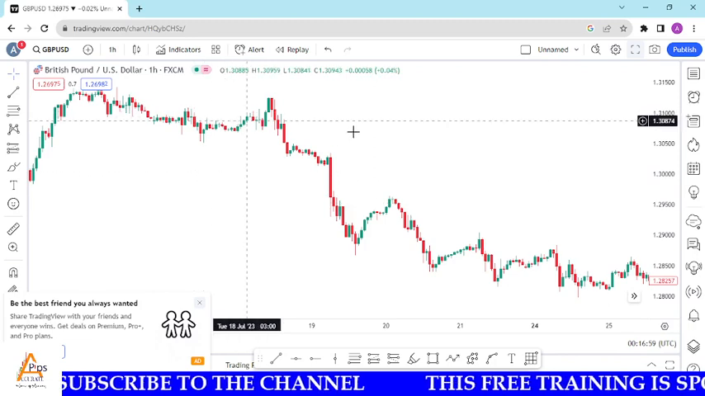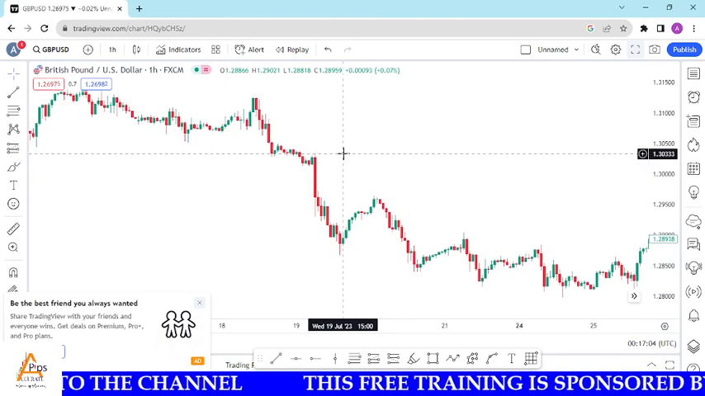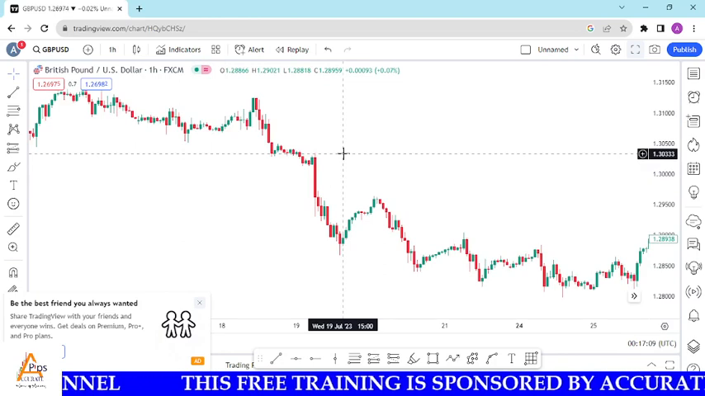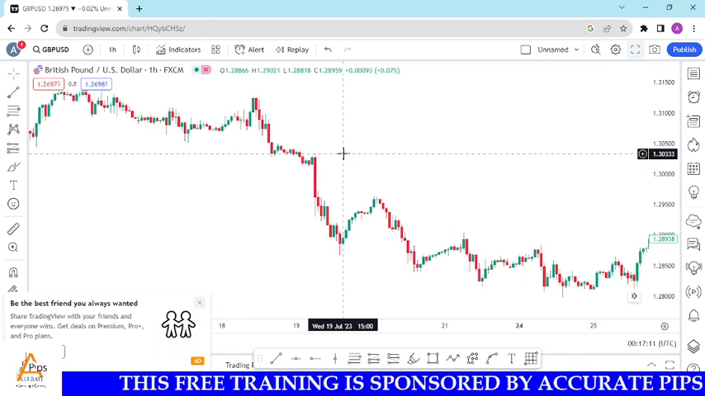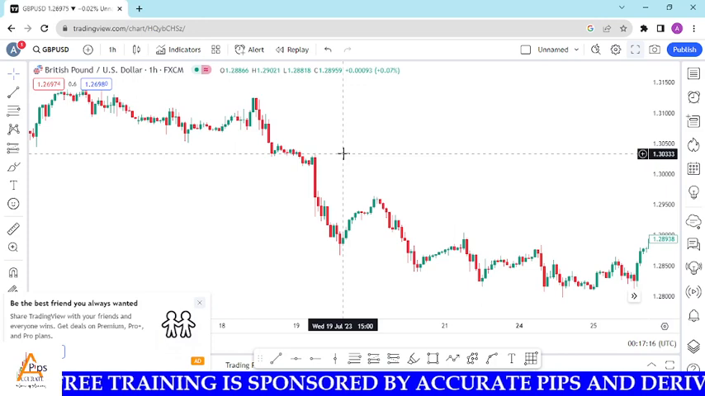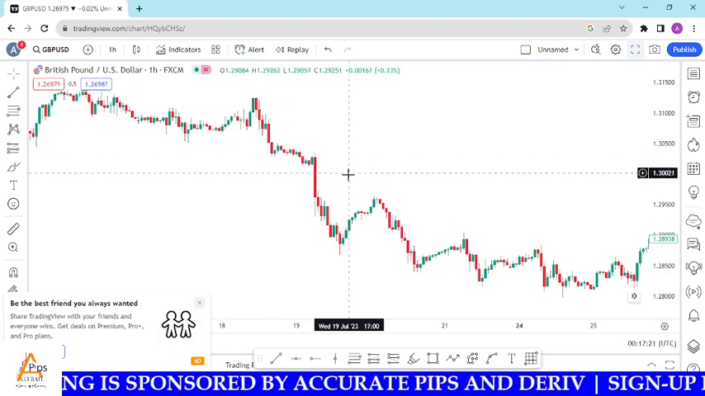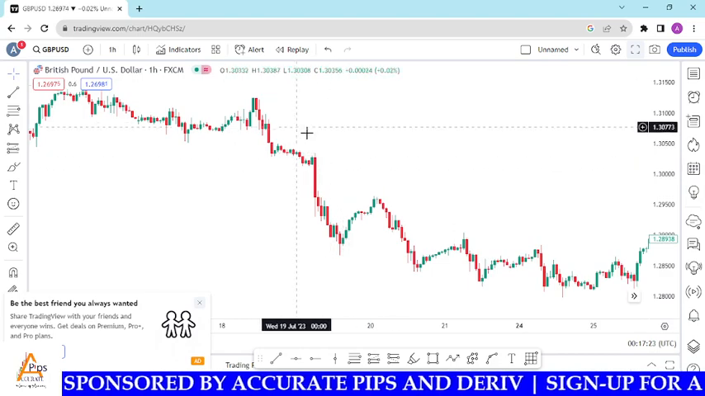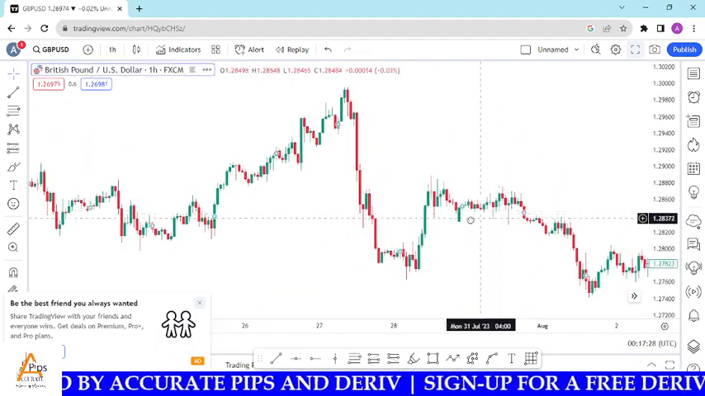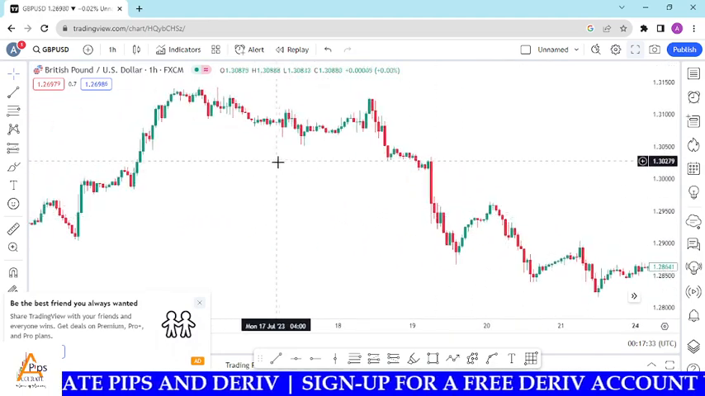Okay, so this is GUH1. As you know, always we do the theory, then we come and do the practicals on the chart. So let's begin with the practicals for this particular topic. Okay, all right, so now as you can see here, we are on a downtrend over here. So it means we will be looking for selling opportunities in the market.